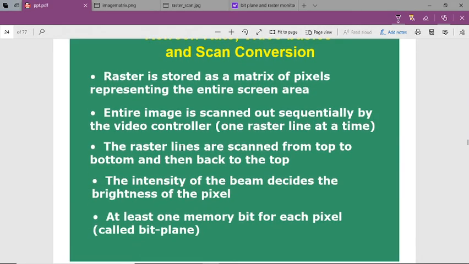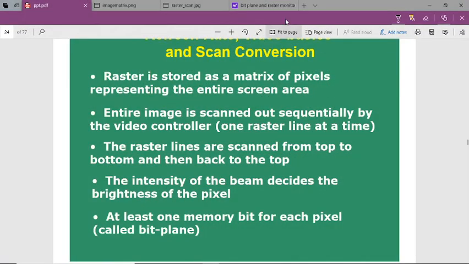So these are the points that are similar to what we talked about. Raster is stored as a matrix of pixels representing the entire screen, and the intensity of the beam decides the brightness of the pixel. What decides the intensity of the beam? How strong the beam is that is hitting the phosphor screen decides the intensity or brightness. When there is only one bit in memory for one pixel in the monitor, it is called a single bit plane.